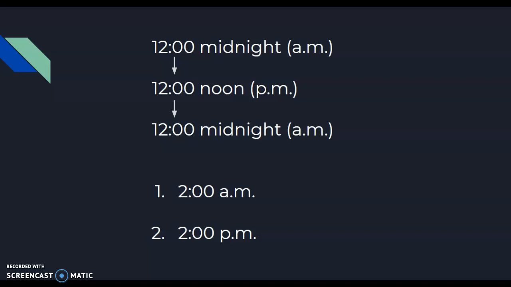So next, down at the bottom of this slide, you can see number 1 says 2 o'clock a.m. and then 2 says 2 o'clock p.m. So I'm going to give you a scenario, and I want you to tell me which you think is the answer. So I got an invitation to a party at 2 o'clock. It's my mom's birthday party. Do you think it's number 1, 2 o'clock a.m., or do you think it's number 2, 2 o'clock p.m.?